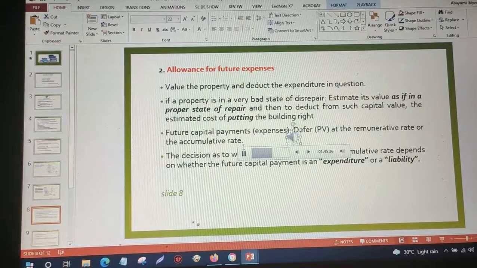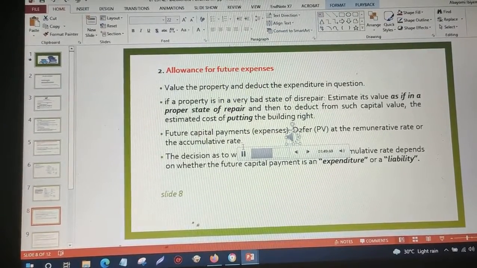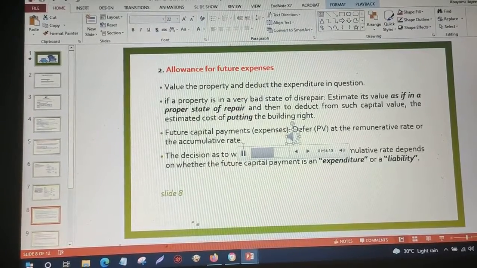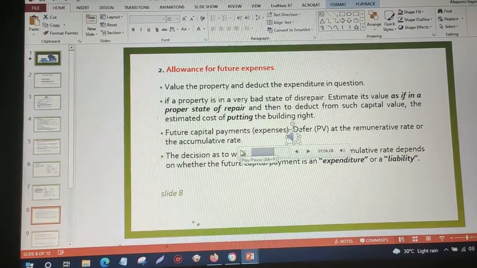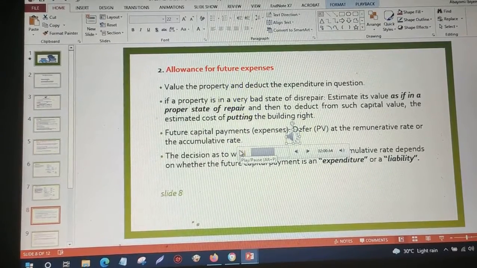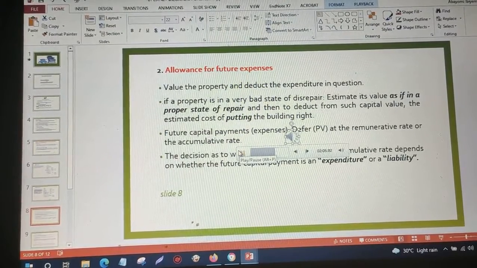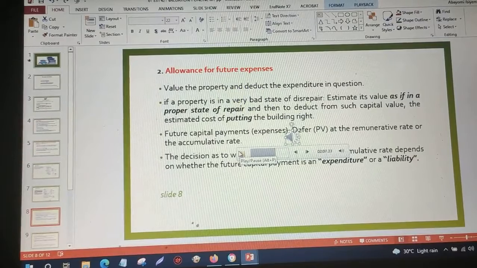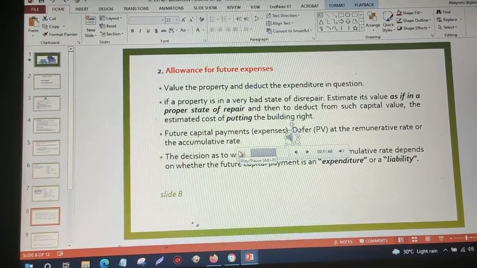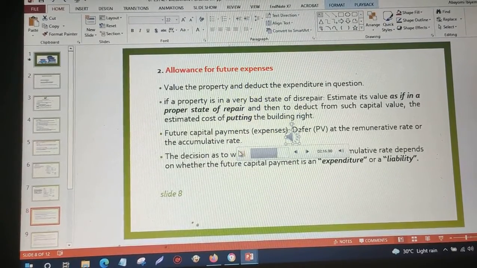Now, where a valuation has to be made of property on which immediate capital expenditure is required, the normal procedure is to value the property and deduct the expenditure in question, as I have said before. For instance, if a property is in a very bad state, the usual method will be to estimate the value as if it's in a proper state and then deduct such capital sum, the estimated cost of putting the building right.